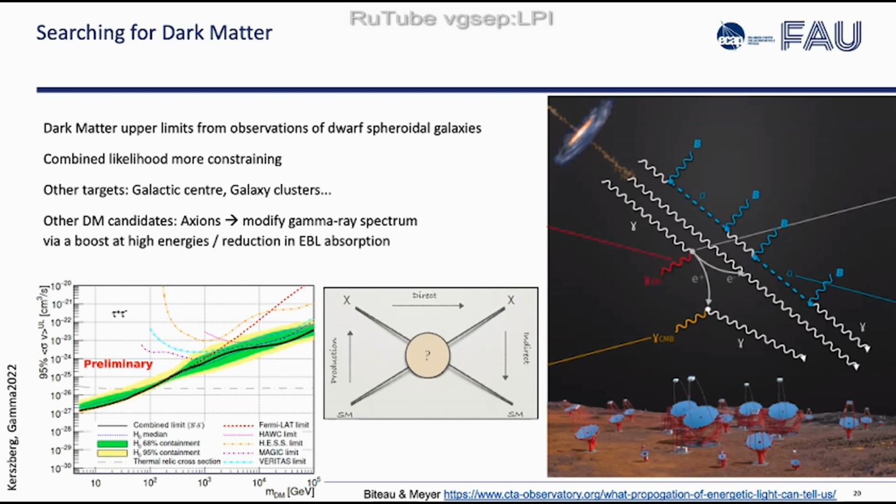And there are other candidates that we're going to look for signatures from, such as axions, and these would then modify the gamma ray spectrum. So in principle, axions allow you to escape some of the EBL effect, and this would lead to an additional bump in the spectral energy distribution at the highest energies, where you become less attenuated from the EBL than you would otherwise be, due to the photons transforming into axions along their journey through the universe.